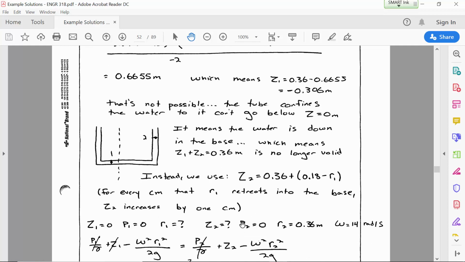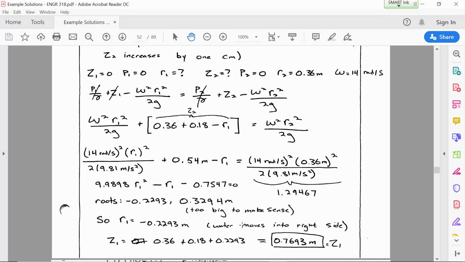So this is our new equation, and just to show you how we could solve for it, when it's spinning at 14, how high does the liquid get over on the right side? So we're substituting into the equation the rotational rate of 14. R1 is unknown. Z1 is 0. The pressure at both of those locations is still 0. The unknown is going to be the depth on the right side, and then R2 is known, omega, the rotational rate, is known. So the only unknowns are the radius and the Z at location 2.